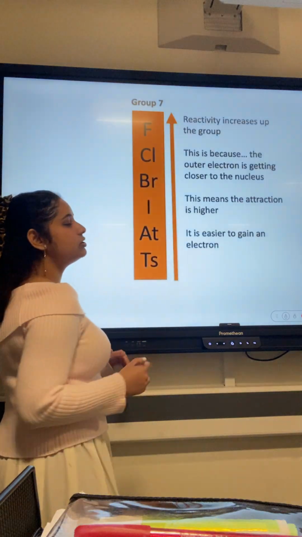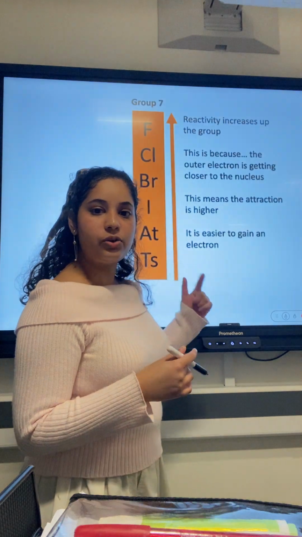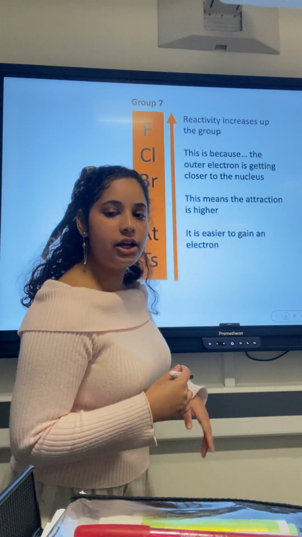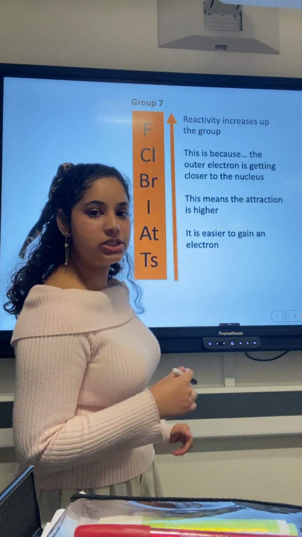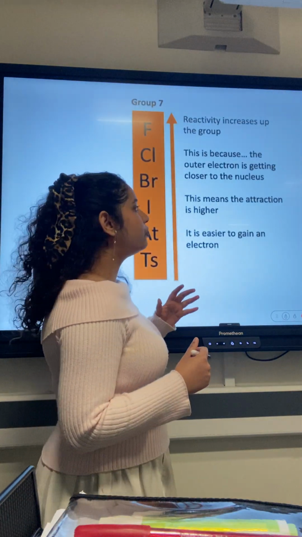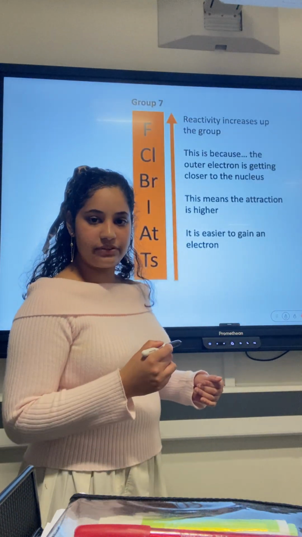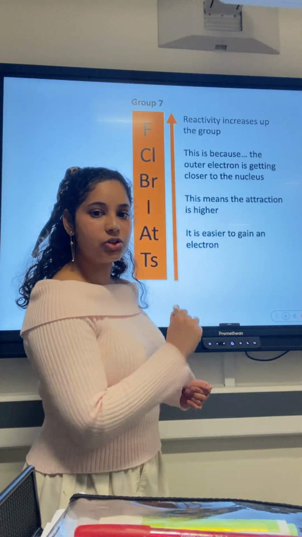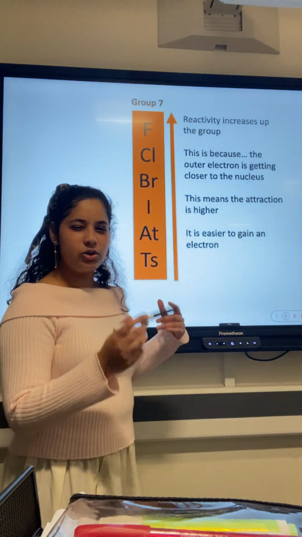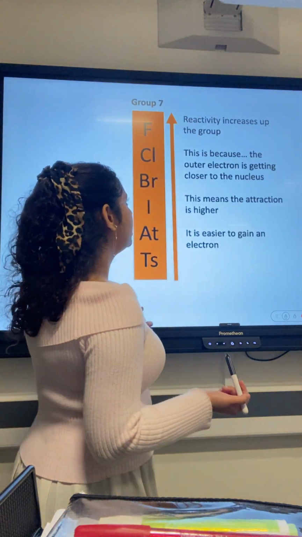Right, so let's have a look at the reactivity. I would suggest watching the video on group 1 metals, because the explanation is the opposite for group 7 elements. Group 7 are known as halogens. In order to react, they need to gain an electron, because they have 7 electrons in their outer shell. The group number tells you the number of electrons in the outer shell. To become stable, it needs 8 electrons in total, so it needs to gain an electron.